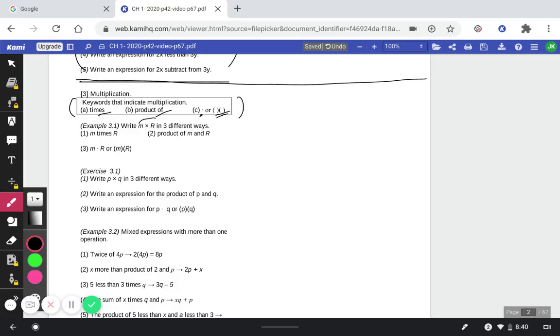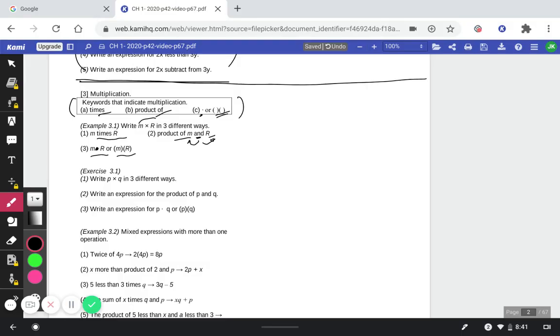So write this expression m times r in 3 ways. You say m times r, product of m and r. So here is "and" again. You always take the one before and multiply it with the one after. Or m dot r. If you have a dot in the middle, that means it's multiplication. If the dot is not in the middle but at the bottom, then it's a decimal. But a dot in the middle means multiplication.